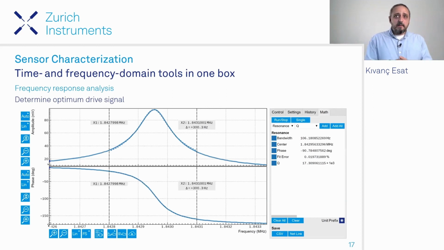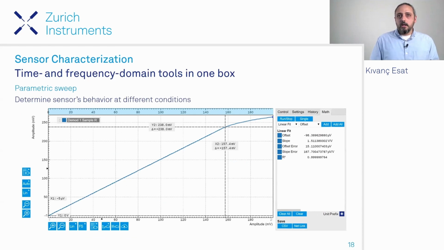So let's look at the time and frequency domain tools first. Here we have the frequency response analysis of a sensor. Essentially, such a measurement allows us to determine and then drive the sensor at the optimum conditions. But a frequency sweep is not the only thing. Of course, we need to sweep other parameters.